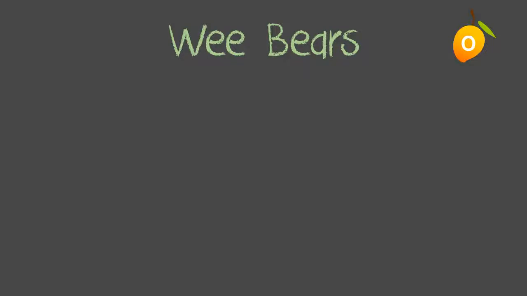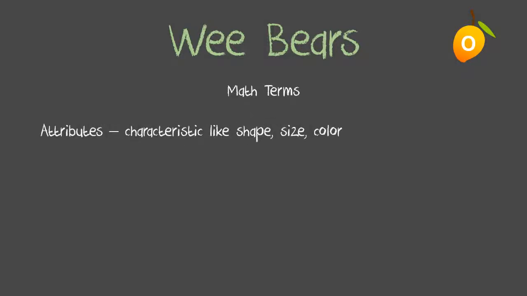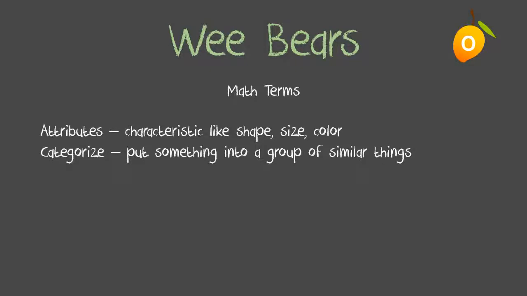We Bears has some math terms to help enhance their understanding, and those are attributes, characteristics like size, shape, or color, and categorize, put something into a group of similar things.